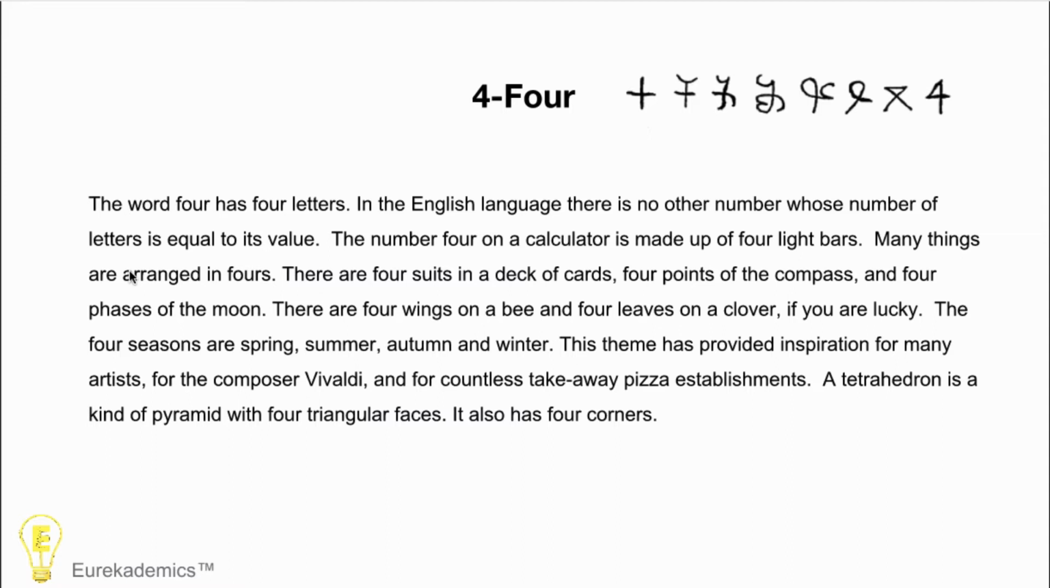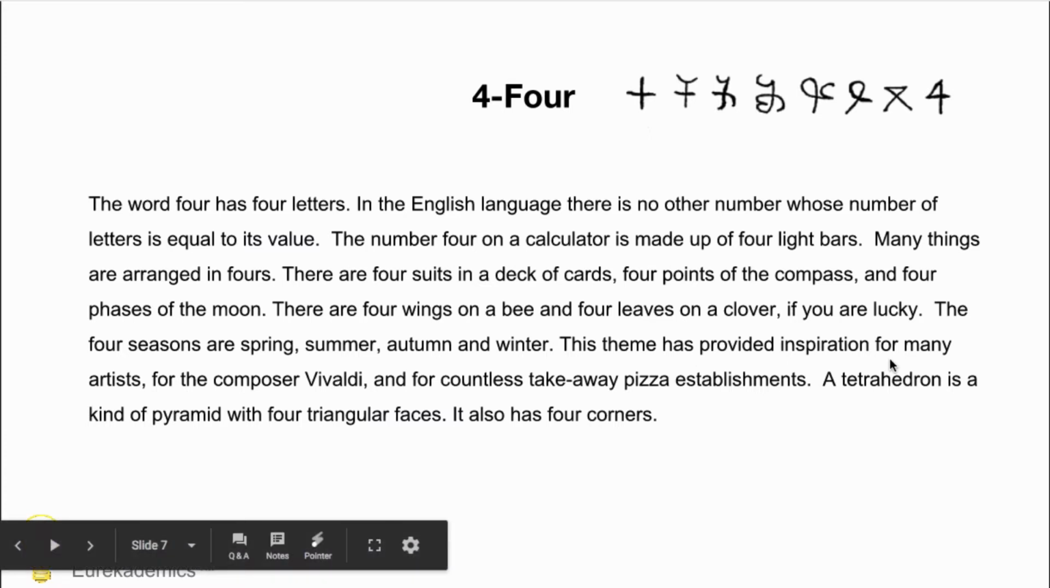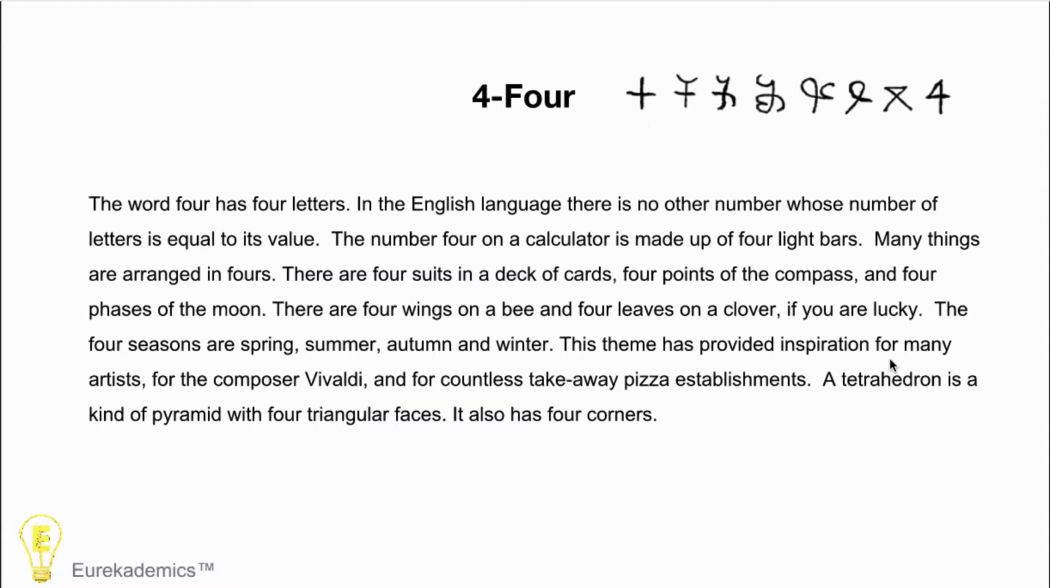This theme of 4, whether it's expressed through seasons or anything I've mentioned, has been an inspiration for artists and composers such as Vivaldi, and for countless takeaway pizza establishments. A tetrahedron is a kind of pyramid with 4 triangular faces. It also has 4 corners. It's basically a triangular base that makes a pyramid top.